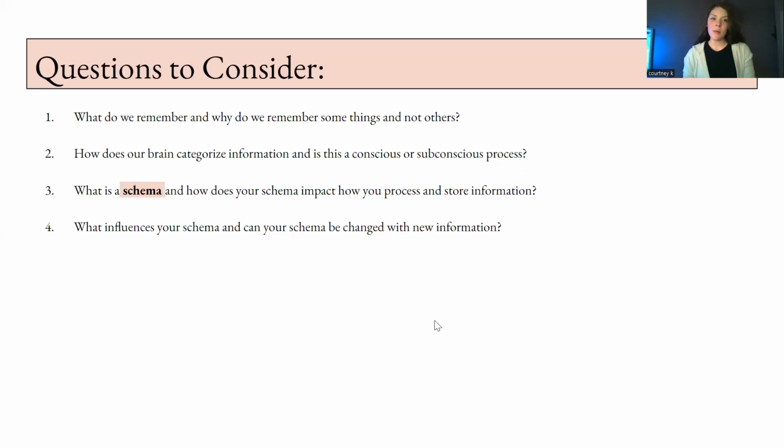To begin, a couple of questions to consider are: one, what do we remember and why do we remember some things and not others? Two, how does our brain categorize information, and is this a conscious or subconscious process? Three, what is a schema and how does your schema impact how you process and store information? And four, what influences your schema, and can your schema be changed with new information? All of these questions I'm hoping to address in this presentation.